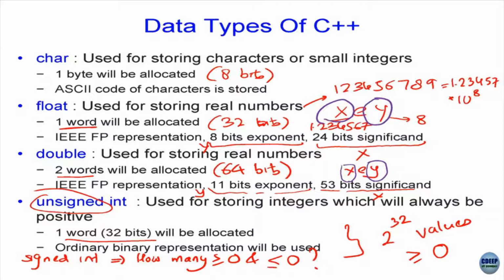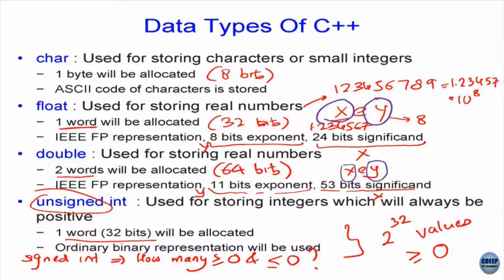In the case of double, there are 2 words which is 64 bits long. The same expression X, E, Y can now accommodate Y of length up to 11 bits and X of length up to 53 bits.